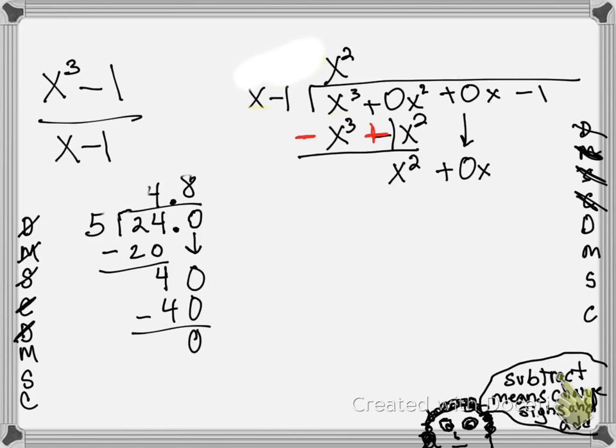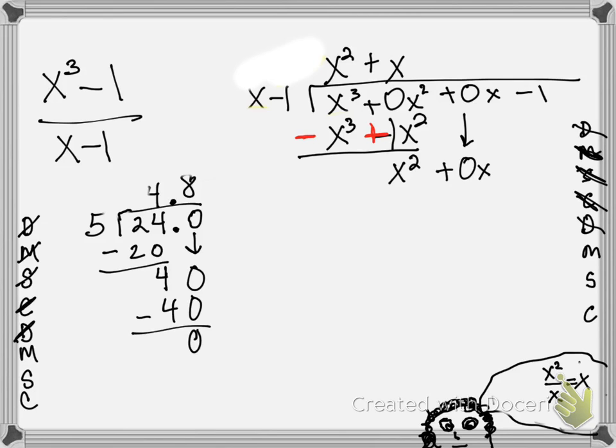Now we're going to do the same thing again. First, we'll divide this time. We're dividing the number in the middle, not the top anymore, not that 0x squared. We're dividing x squared divided by x. And we're going to get x. That goes on the top.